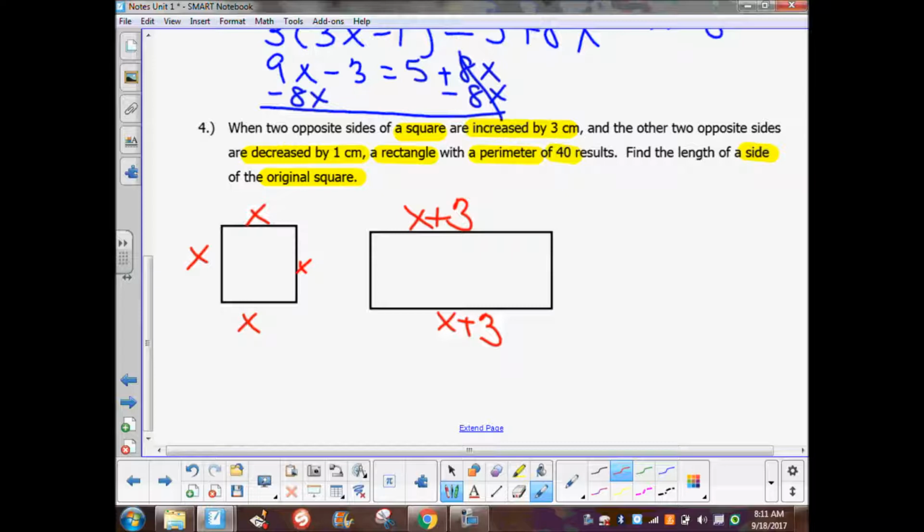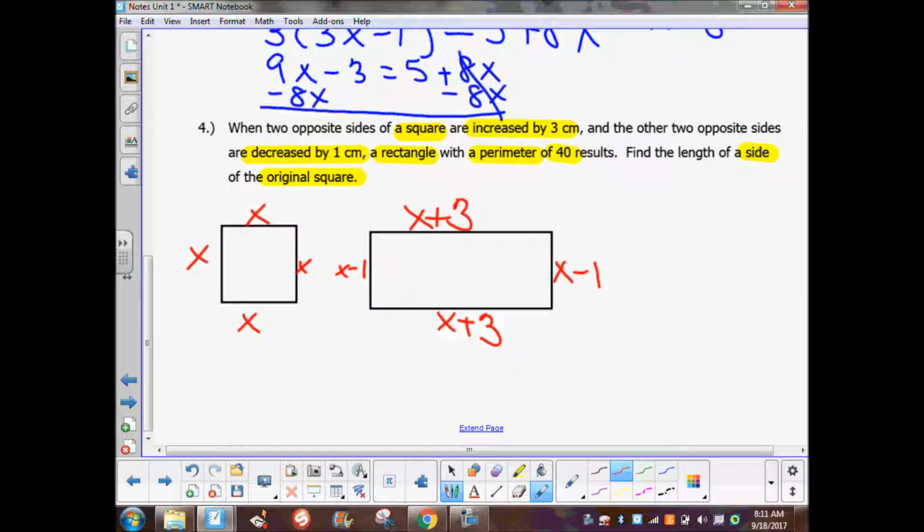Then it says, and the other two opposite sides are decreased by 1. Decreased means to subtract by 1. So take the square and decrease it by 1. How do I represent that? X minus 1. So that's x minus 1, and that one is x minus 1.